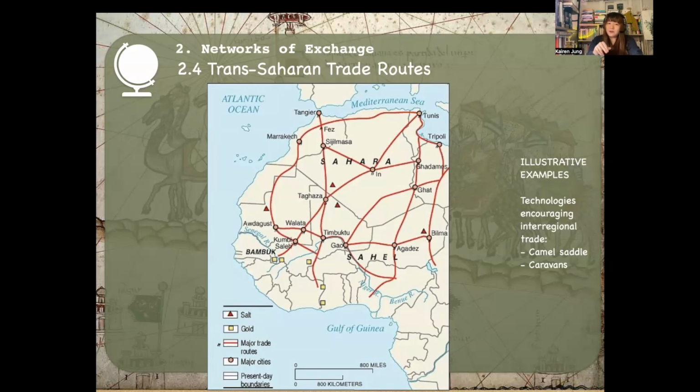The triangles are where you get salt, the squares are where you get the gold mines, and then the red is where the major trade routes connect, the circles, the major cities. And so whenever you see this sort of gridlock-ish pattern, kind of like some sort of mesh mask that has been put on the top of northern Africa, you're going to see, okay, this is the trans-Saharan trade route.